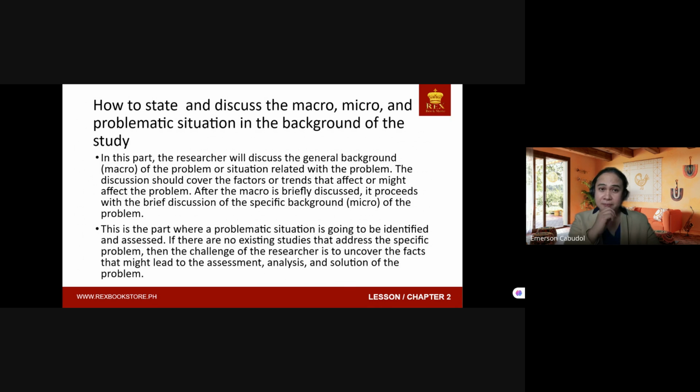All right, the background. The background section outlines the research context by first discussing the broad or general factors influencing the problem. We call it the macro perspective, before narrowing down to the specific issues within the study's focus, or we call it a micro perspective.